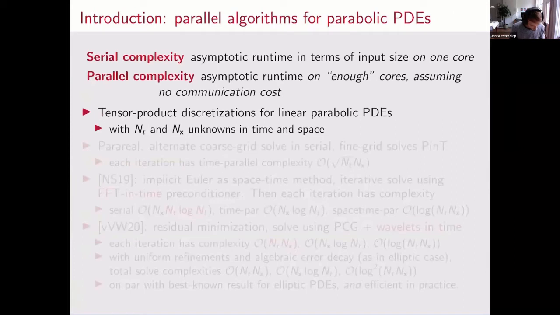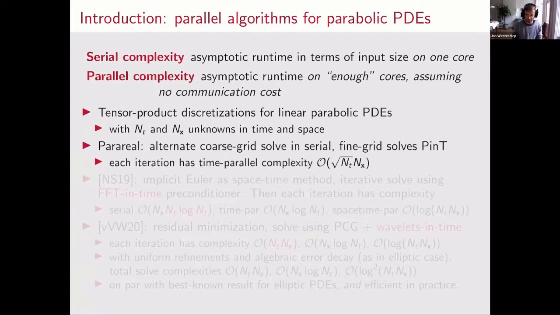So, we are looking at tensor-product discretizations for linear parabolic PDEs, and we have NT versus NX unknowns in time and space. Then the well-known parallel algorithm basically alternates a coarse grid solve in serial and then a number of fine grid solves in parallel, or parallel in time. And you basically iterate this process, and every iteration has a time parallel complexity that's the square root of n in time if you balance the number of fine grid solvers with the size every solver has to do.